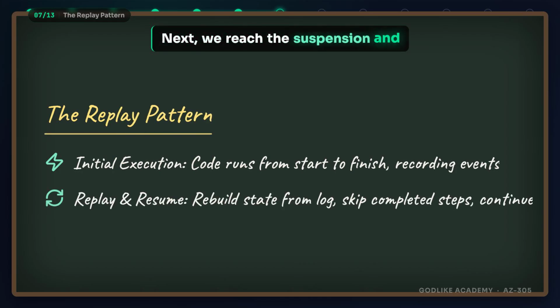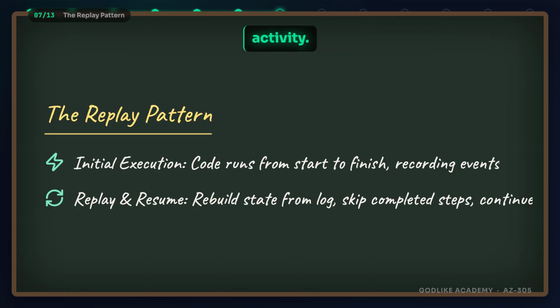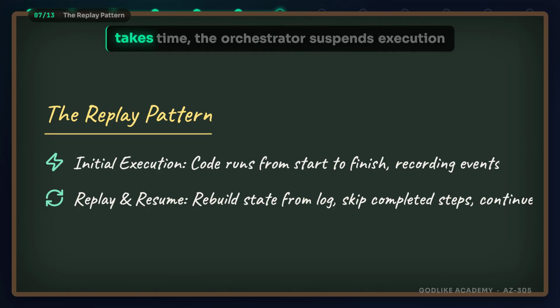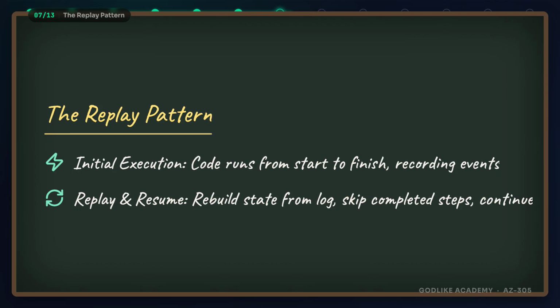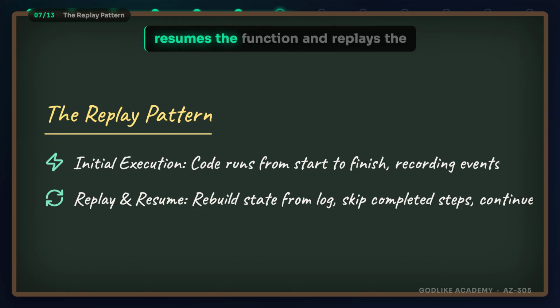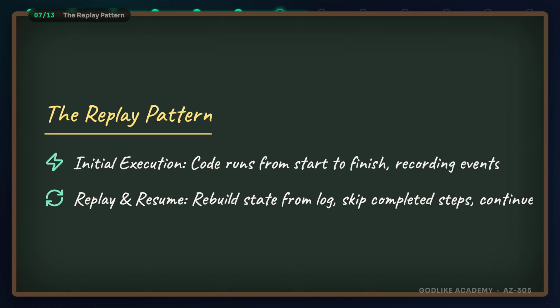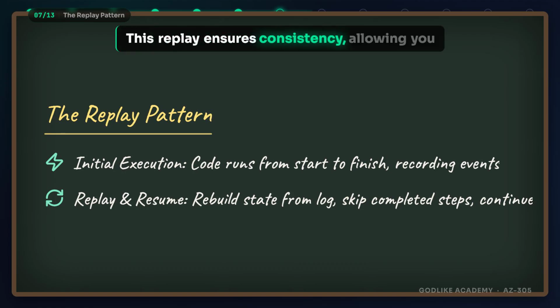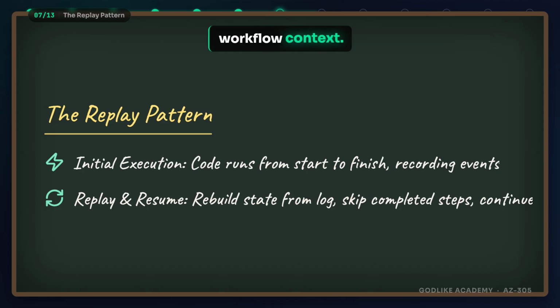Next, we reach the suspension and replay phase triggered by a long-running activity. If an operation like process payment takes time, the orchestrator suspends execution immediately to free up resources. When the activity completes, the framework resumes the function and replays the code from the very beginning using the event log. It skips all completed activities based on recorded status and proceeds to the next step, rebuilding its local state instantly. This replay ensures consistency, allowing you to recover gracefully from failures without reprocessing completed steps or losing critical workflow context.